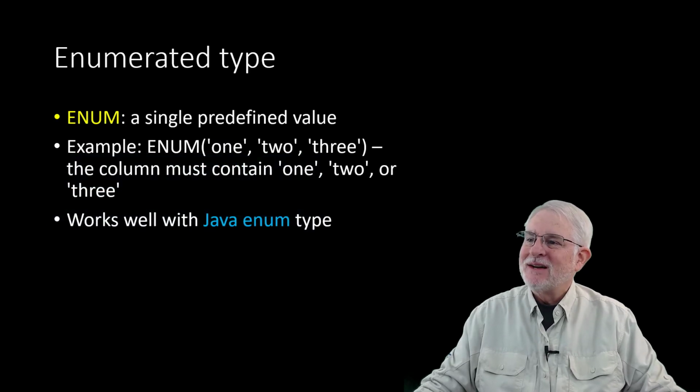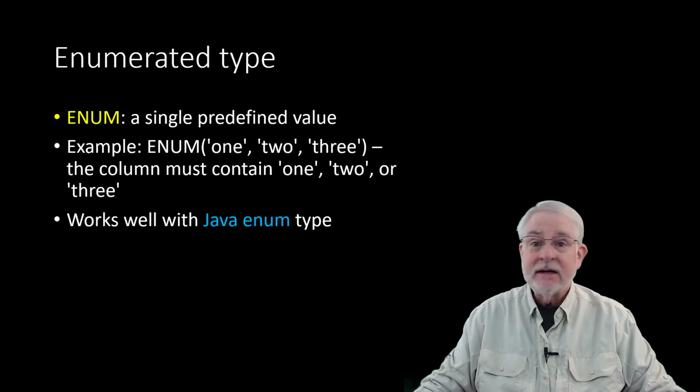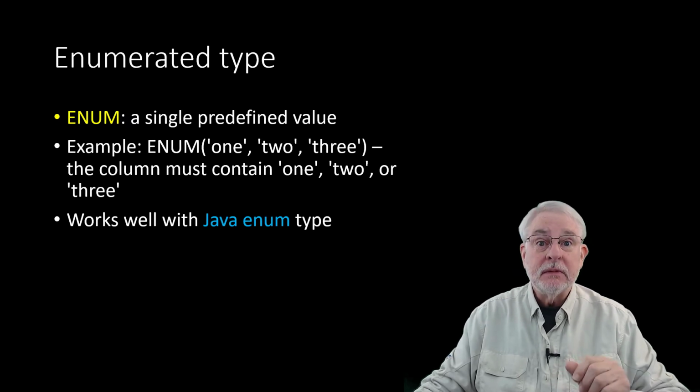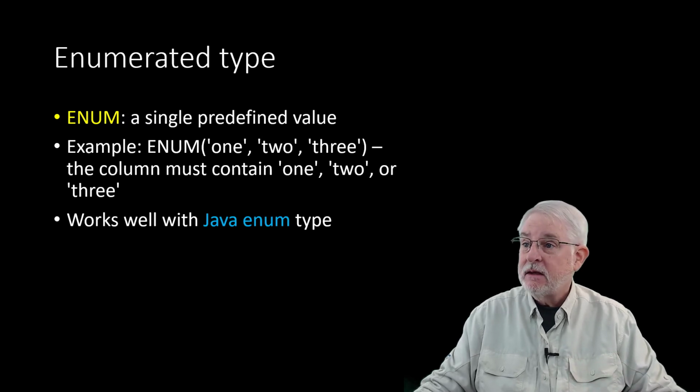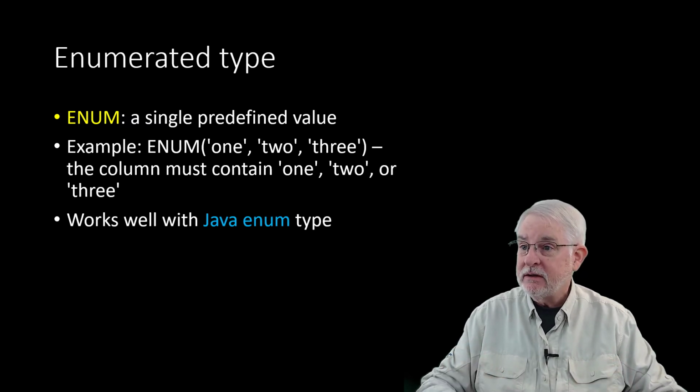Okay. Enumerated types. There's an enum type, which is very similar to the Java enum, in that the column, or the row of that column, can contain a single predefined type. So if you define an enum having 1, 2, and 3 spelled out, then the column in that row must contain either 1, 2, or 3.